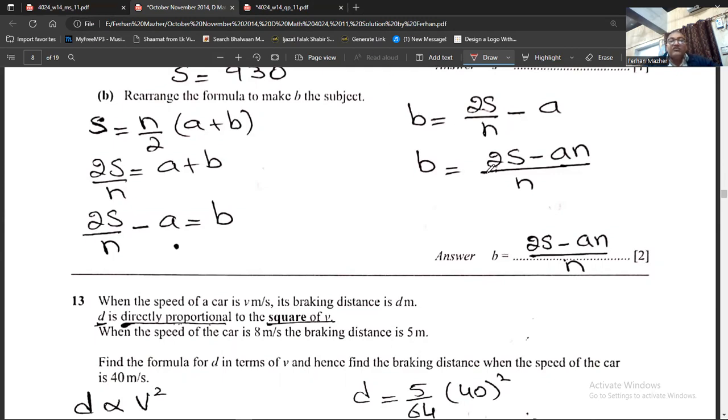So B will be equal to, I will take the LCM. Here it is by 1, so the LCM will be n. So it will be 2S minus An, and the whole thing divided by n. So this is the answer. B is the subject of the formula: 2S minus An, whole thing divided by n.